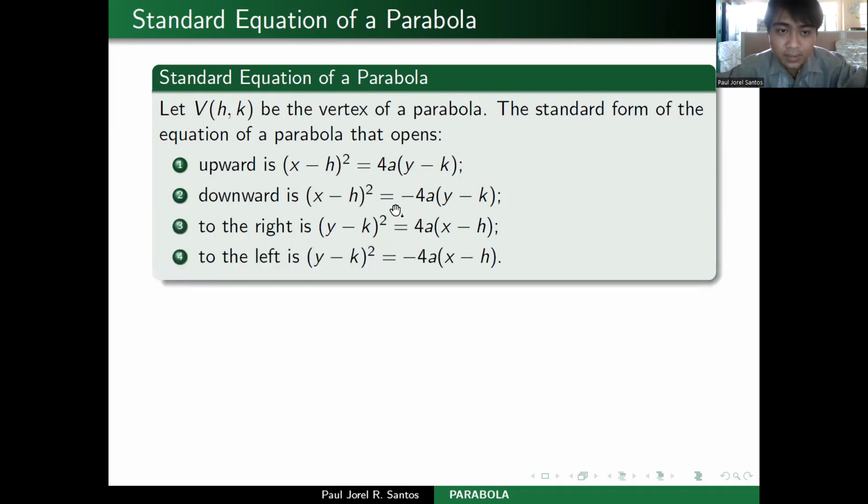Now, take note of the difference between the parabola that opens upward and downward and the parabola that opens to the right and to the left. In this case, for upward and downward, the term that is squared is x minus h. While for to the right and to the left, the term with exponent 2 is y minus k. We can also say that we just interchange the position of x minus h and y minus k in the parabola that opens to the right and to the left. We also have to take note that the parabola that opens to the right has a positive coefficient, positive 4a, and to the left is negative 4a.